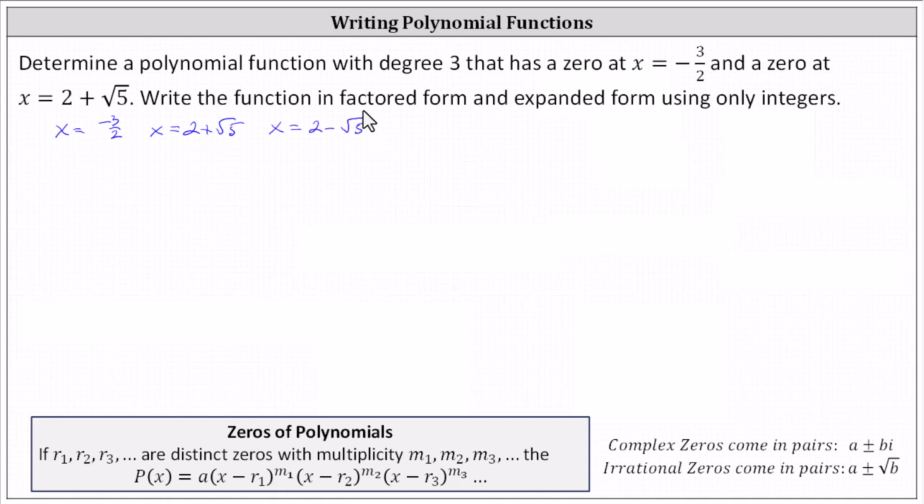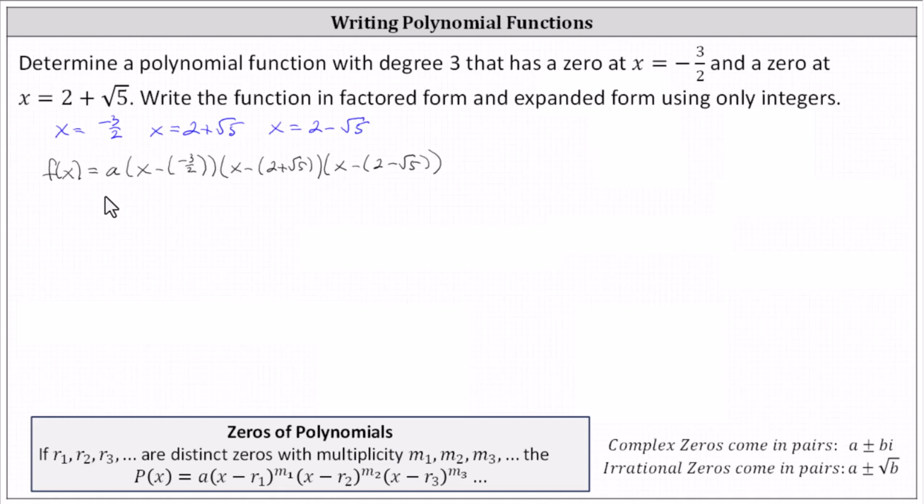And if we let a equal the leading coefficient, we can write the polynomial function f of x as f of x equals a times the quantity x minus the 0 of negative 3 halves times the quantity x minus the 0 of 2 plus square root 5 and times the quantity x minus the 0 of 2 minus square root 5. Notice there is no condition on the leading coefficient a, and therefore there would be an infinite number of polynomials that would satisfy the given conditions.